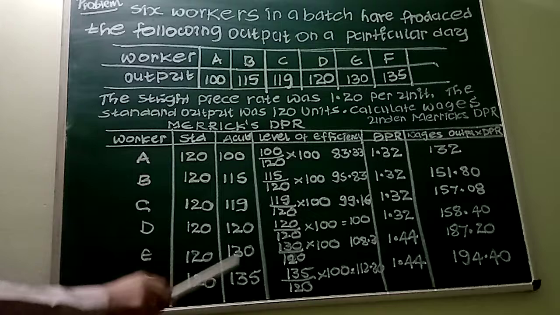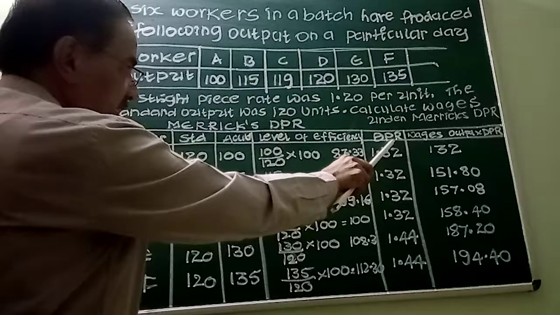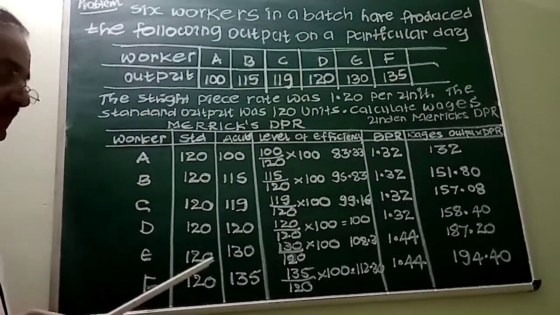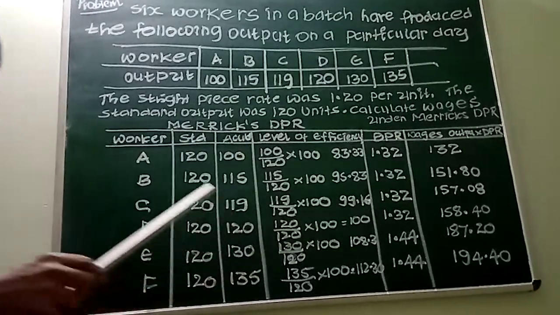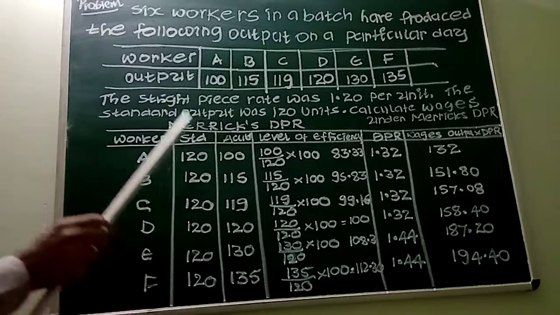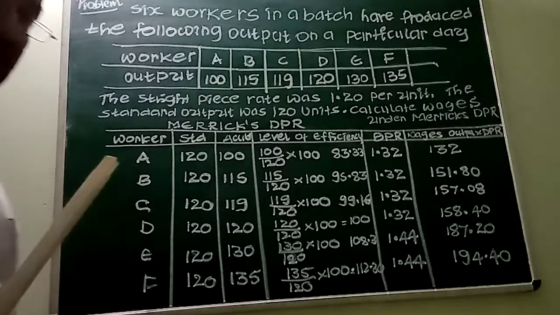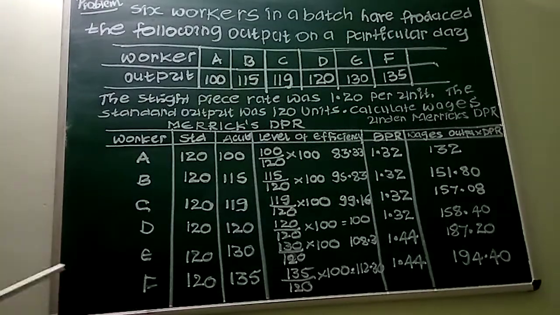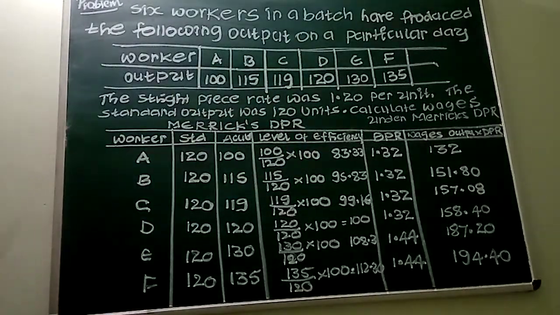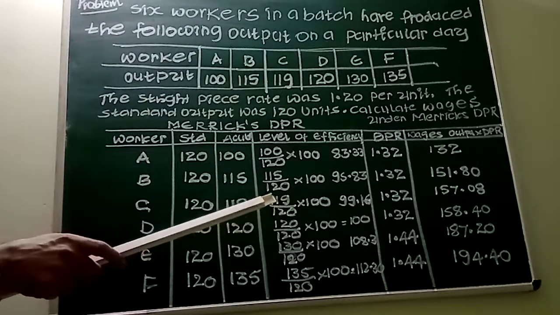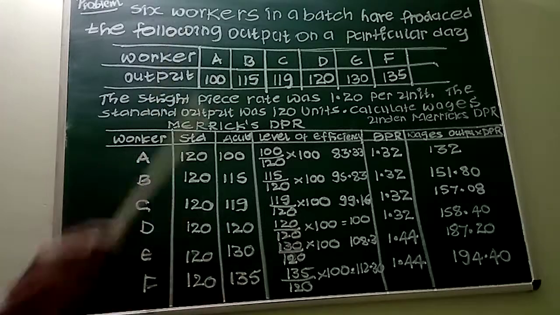The actual output is given in this particular column. Based on their efficiency, this column will come: differential piece rate. Under differential piece rate, up to 83%, 100% of ordinary piece rate will be given. That's a very important thing. So here you can have three slabs: 100% of ordinary piece rate, 1 rupee 20 paisa; 110%, that is 1 rupee 32 paisa; and 120%, 1 rupee 44 paisa.